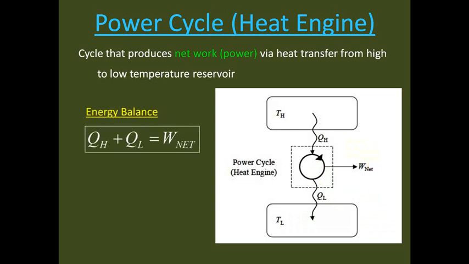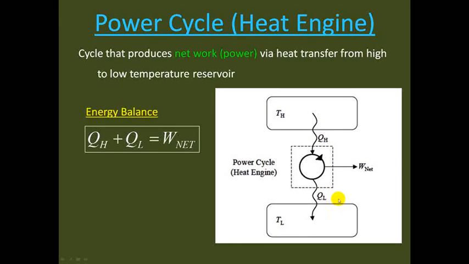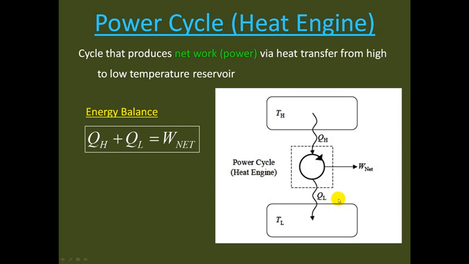With our energy balance, the sum of our heat transfer is equal to our net work. The heat coming in from our high temperature reservoir is going to be positive heat transfer, and the heat going to our low temperature reservoir will be negative. We like to think in terms of desired and required. The desired element we want out of a power cycle is to produce some work. Our required is that we need heat from a high temperature reservoir.